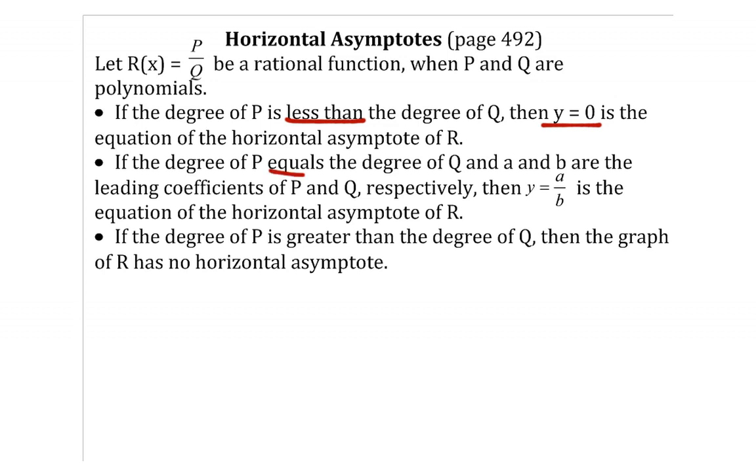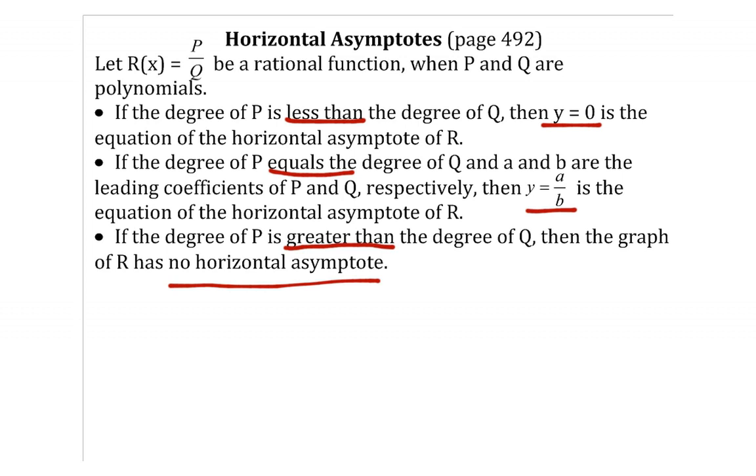If the degrees are equal, then what you'll do is take the leading coefficients and set up an equation and have y equals a over b. If the degree on the top is greater than the degree of the bottom, then there is no horizontal asymptote there.